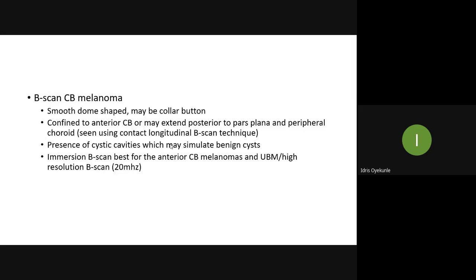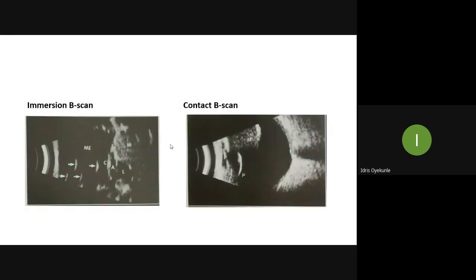When there's a posterior extension, a contact scan may also need to be incorporated into the technique. Also, the presence of cystic cavities may simulate a benign cyst, so you may see cystic cavities as well. Like I mentioned, the immersion is best. So this is what it looks like using both immersion and contact.